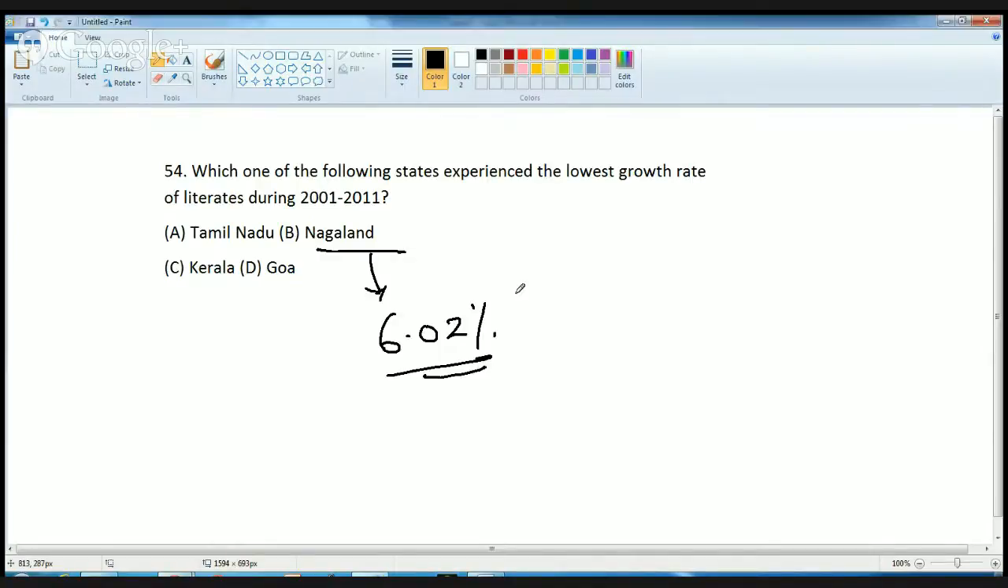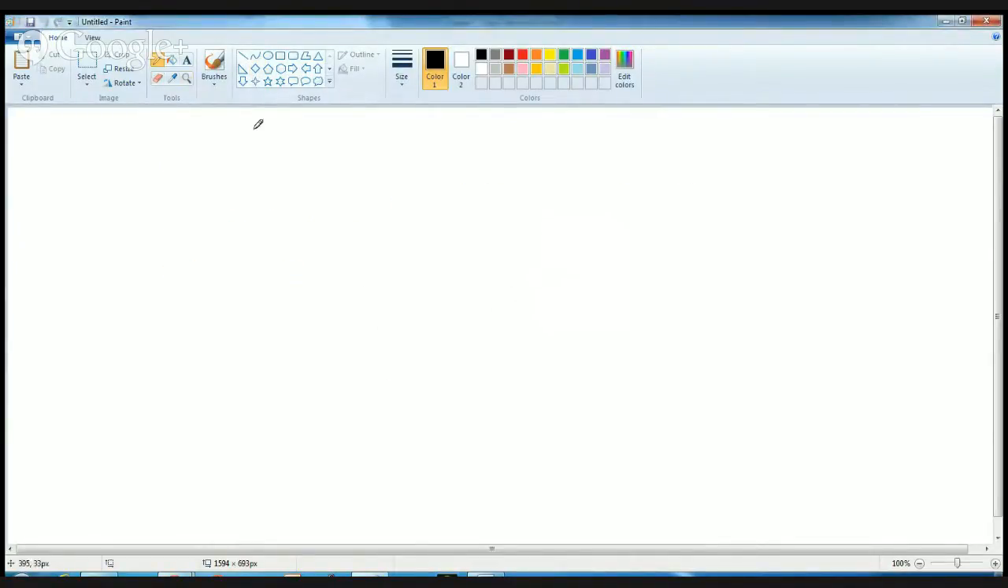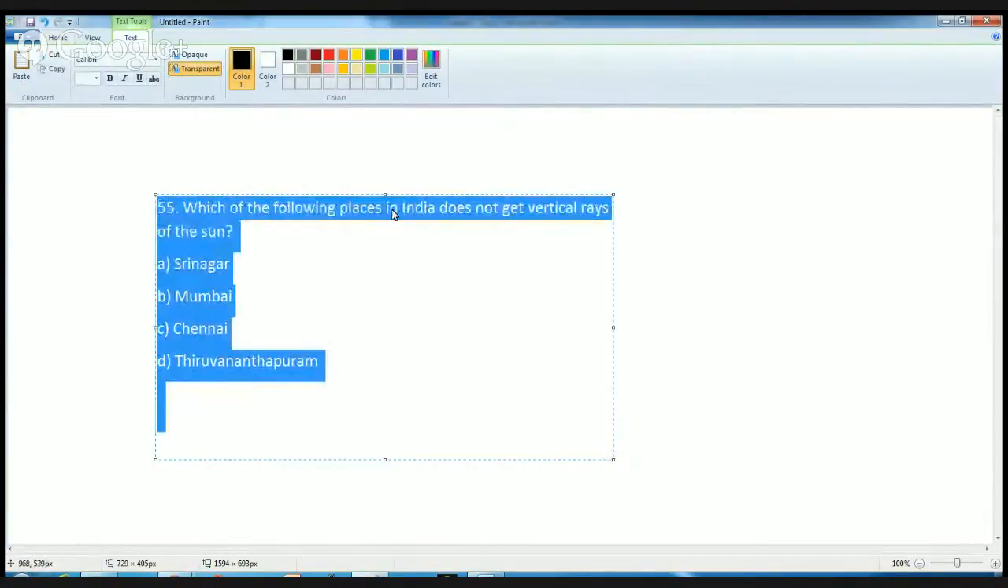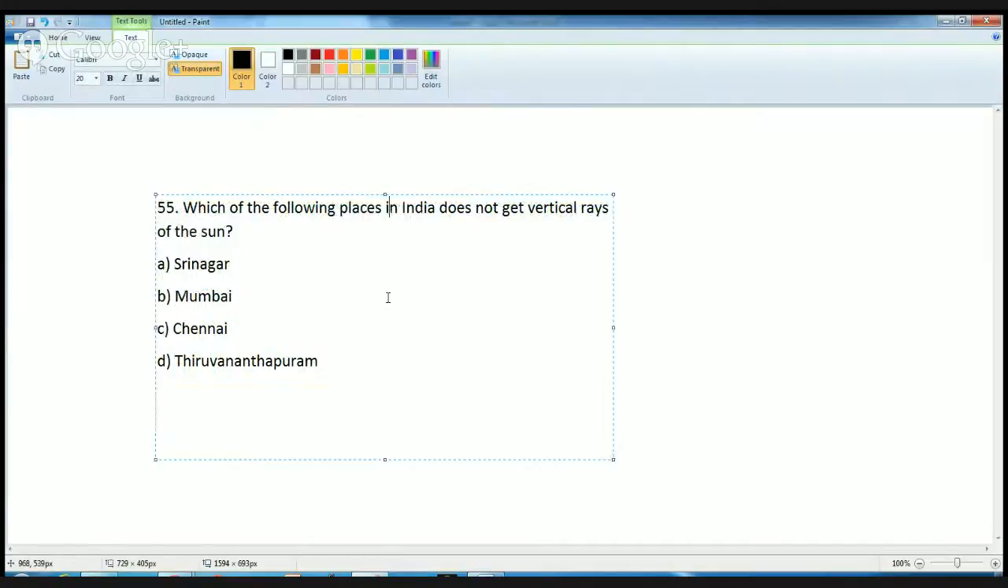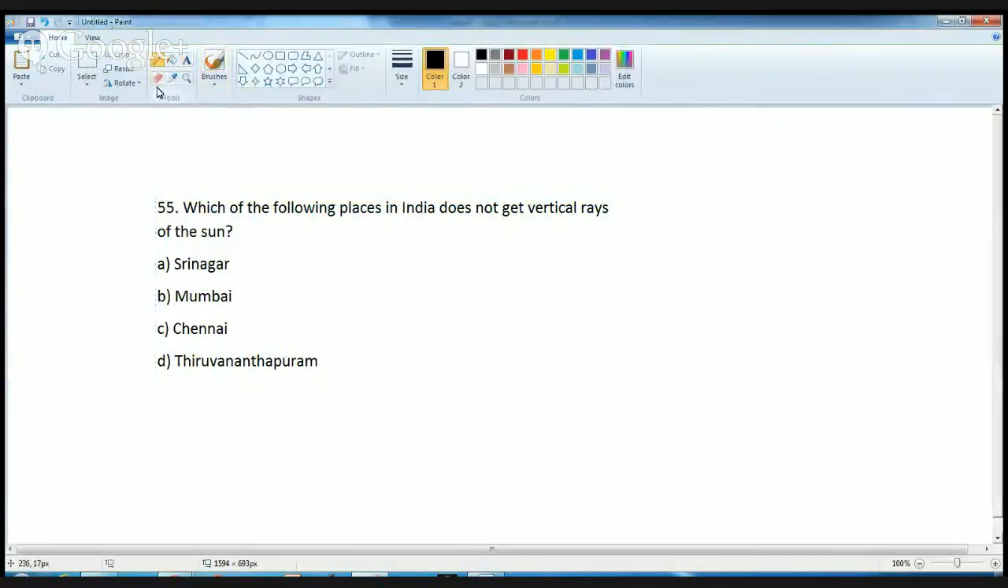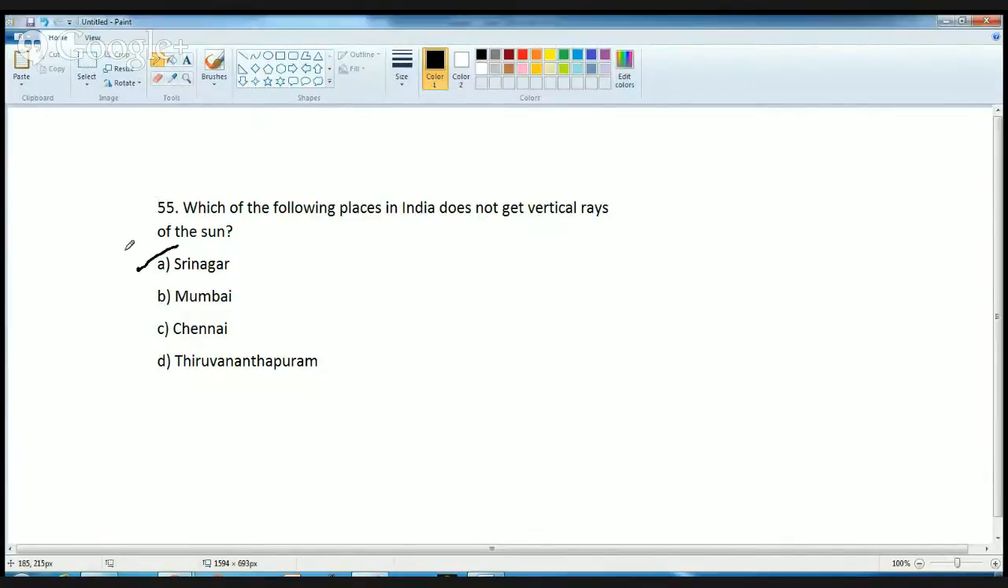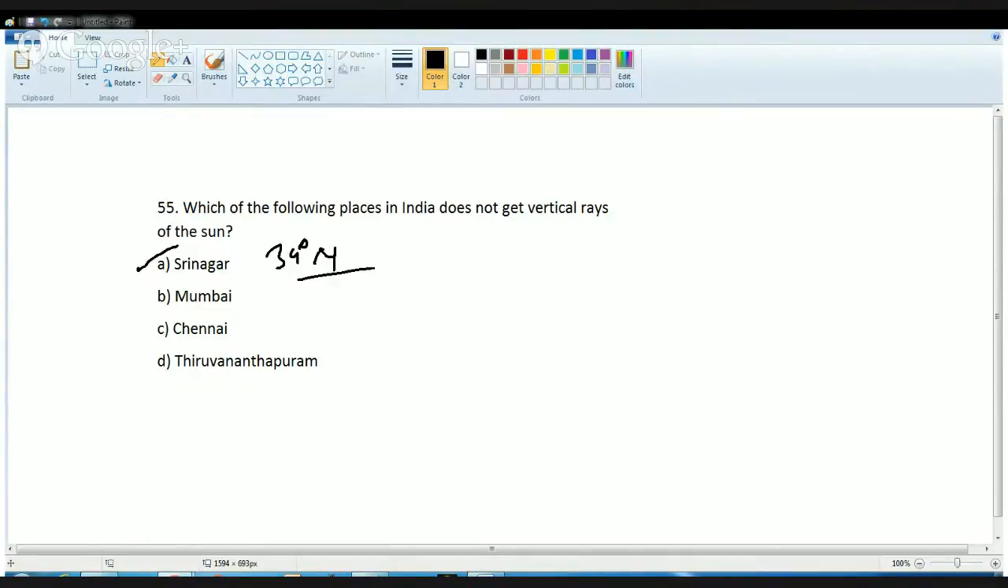Now here, this is a question based on a simple logic. You just need to know which city is located where. So which of the places in India do not get vertical rays of sun? The correct answer in this case is Srinagar. So Srinagar is located around 34 degrees north, and it does not get the direct sun rays because the apparent movement of the sun in the north goes only up to 23.5 degrees. So since it's 34 degrees north, it won't receive any vertical rays of the sun.